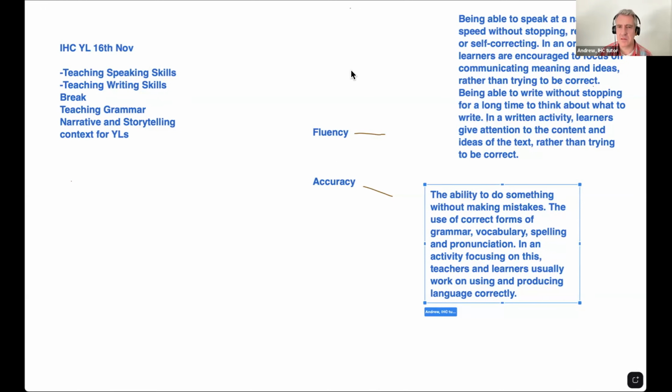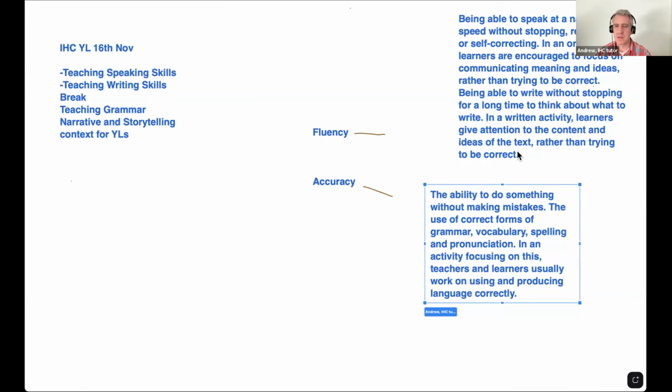And this is our menu for today. Speaking skills, writing skills, obviously to do with younger learners. After the break, teaching grammar, which is a different approach when we're teaching younger learners. And finally, some more on storytelling. So two key concepts to start with are fluency and accuracy.